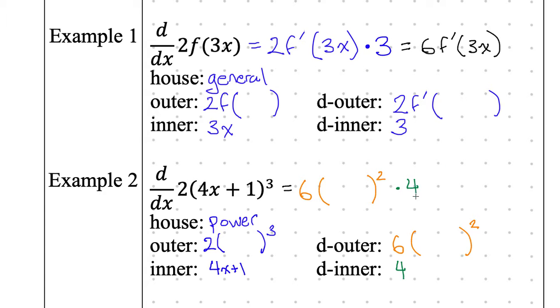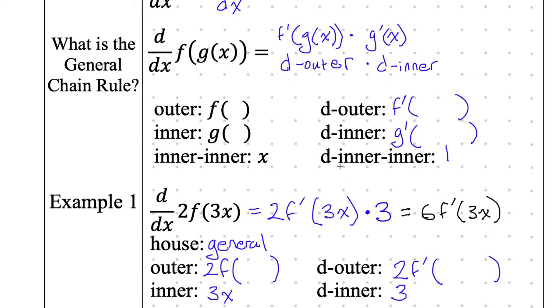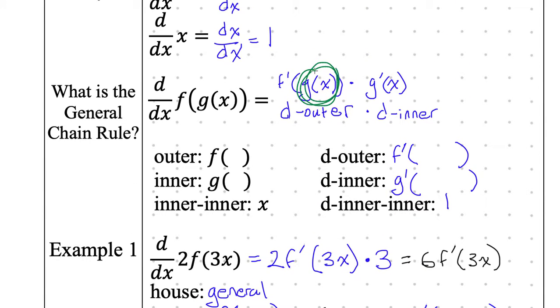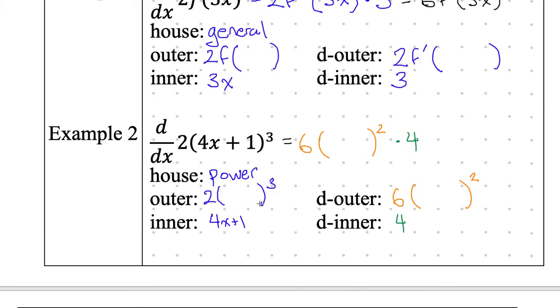Doubter times dinner. But I need to actually fill in the inner here. If you come back up here to the textbook definition, g of x is untouched and it goes inside your derivative of the outer. So that inner, this 4x plus 1, is going to come right here, and I'm going to rewrite that as 4x plus 1. And then I have to simplify this just a tad, and I can say this is 24 quantity 4x plus 1 quantity squared.